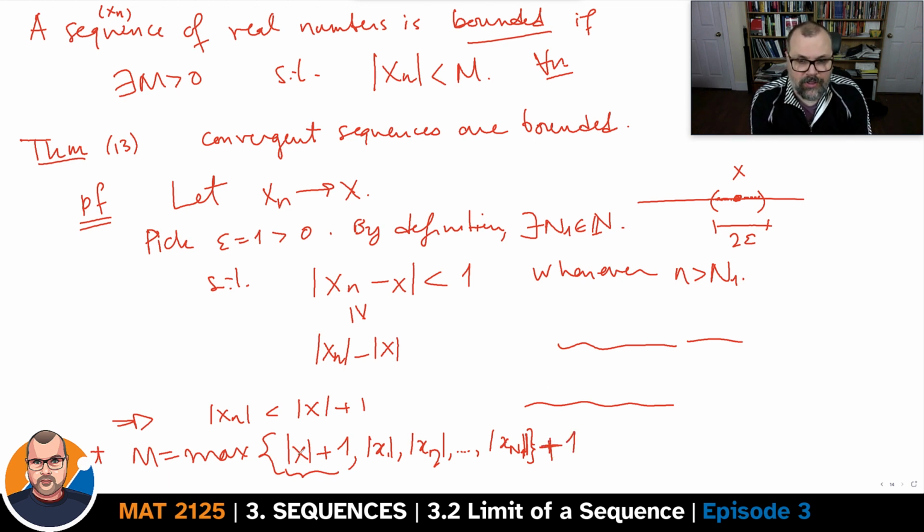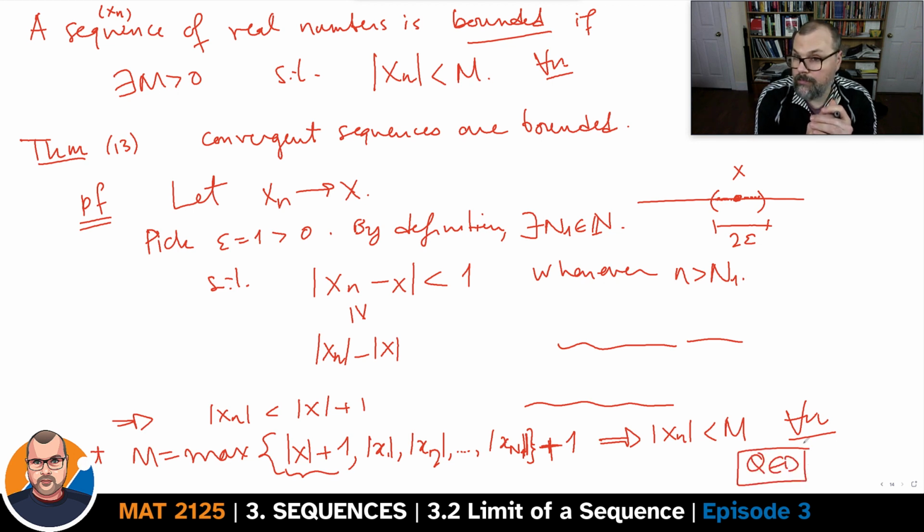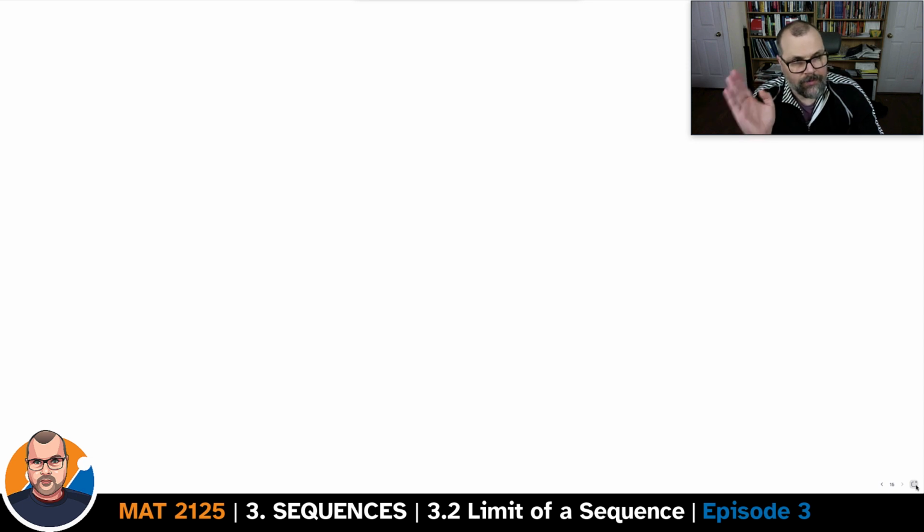And this number is going to be greater than 0 for sure, because this number here is greater than 1, so it's greater than 0. And every term of the sequence, not just those greater than n1, but all of them have to be smaller than m in absolute value, which concludes what we wanted to show. The sequence is bounded.